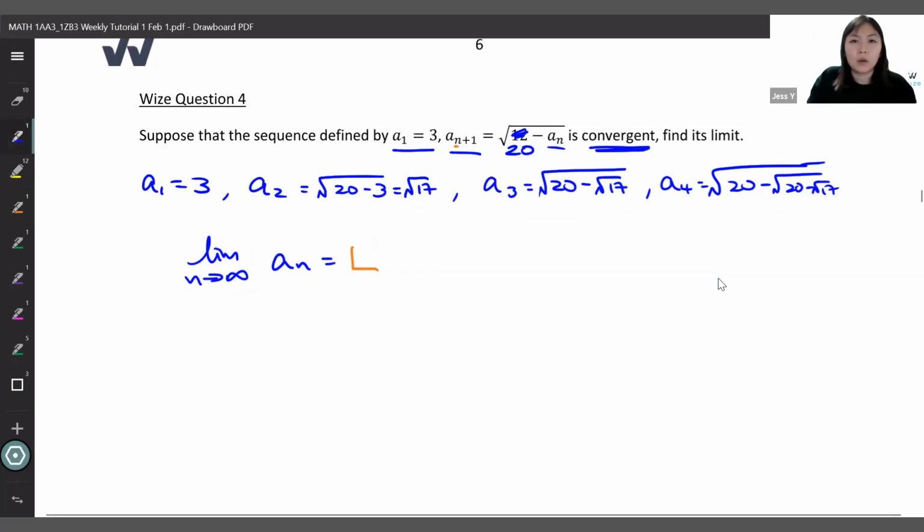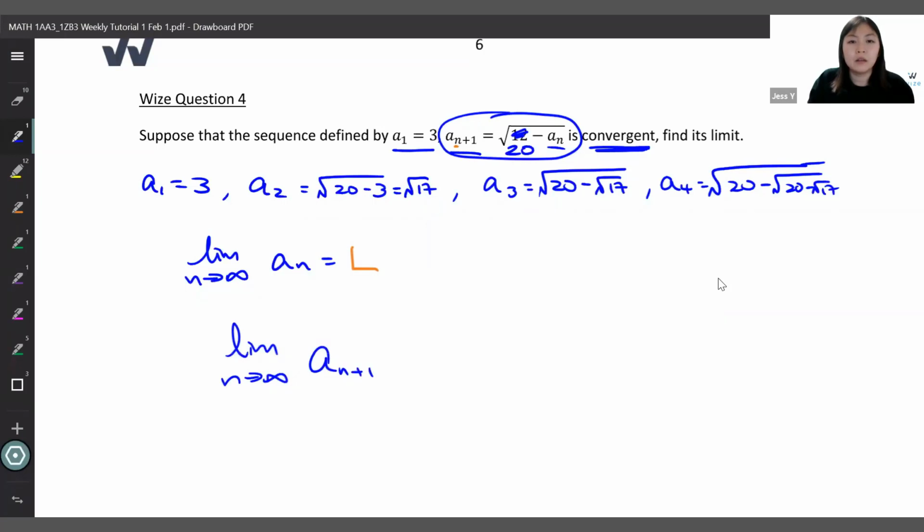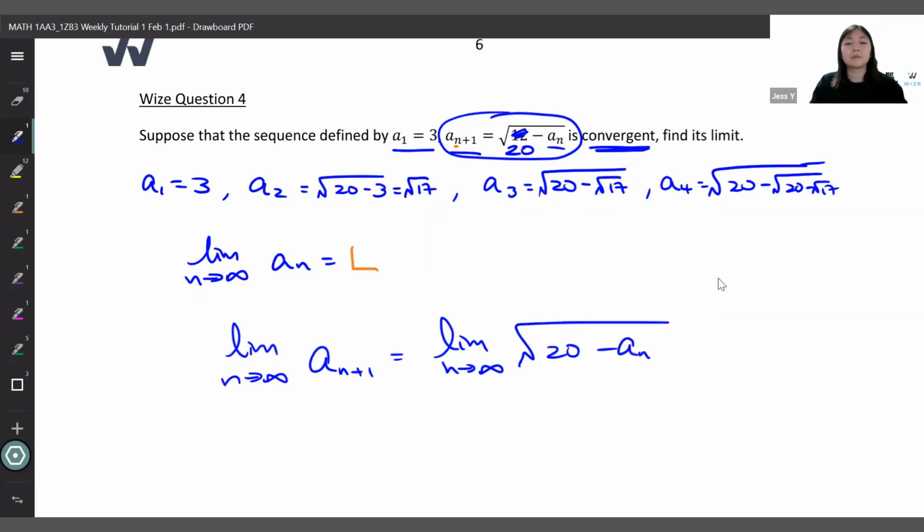So, okay, what happens when I take the limit of this equation? So I'm going to take the limit as n goes to infinity of a(n+1) equals the limit as n goes to infinity of the square root of 20 minus an. This is what you're going to do whenever you're given a sequence that's defined using a recursive formula like this. Sometimes it has a square root, sometimes it doesn't. It doesn't matter. As long as they give you a formula for an or a(n+1), you're going to take the limit of both sides.